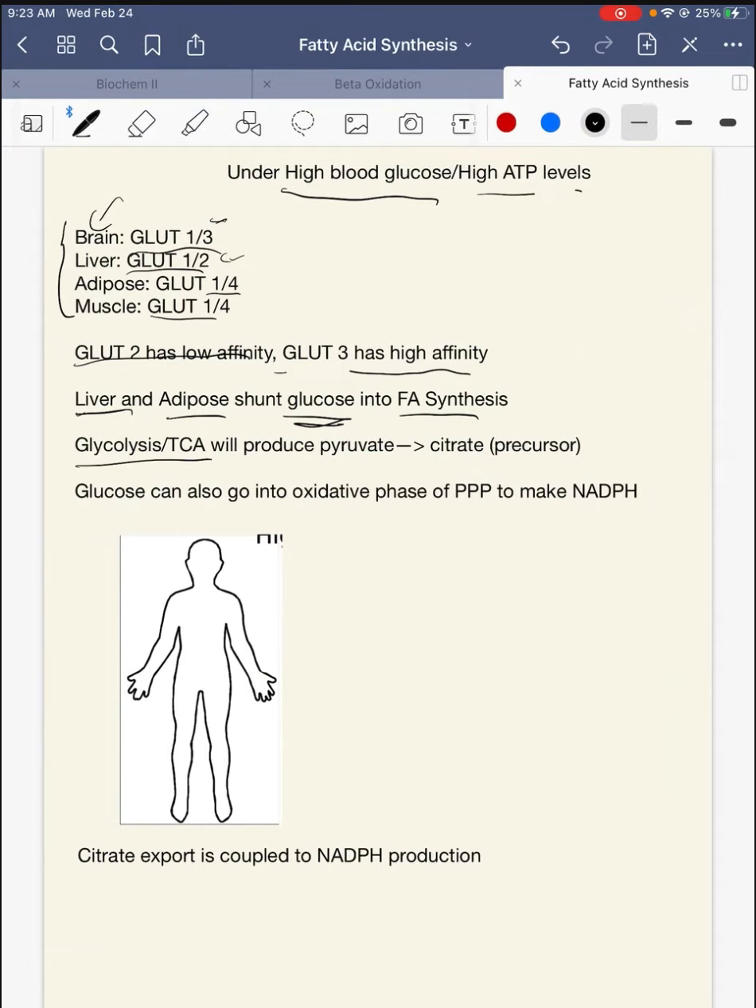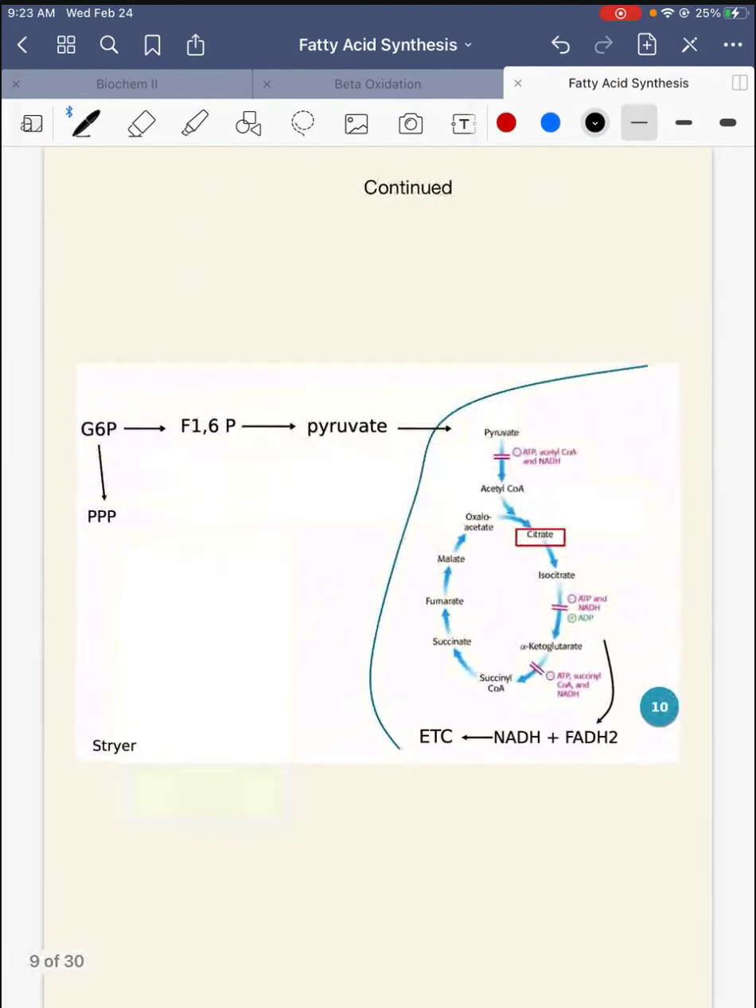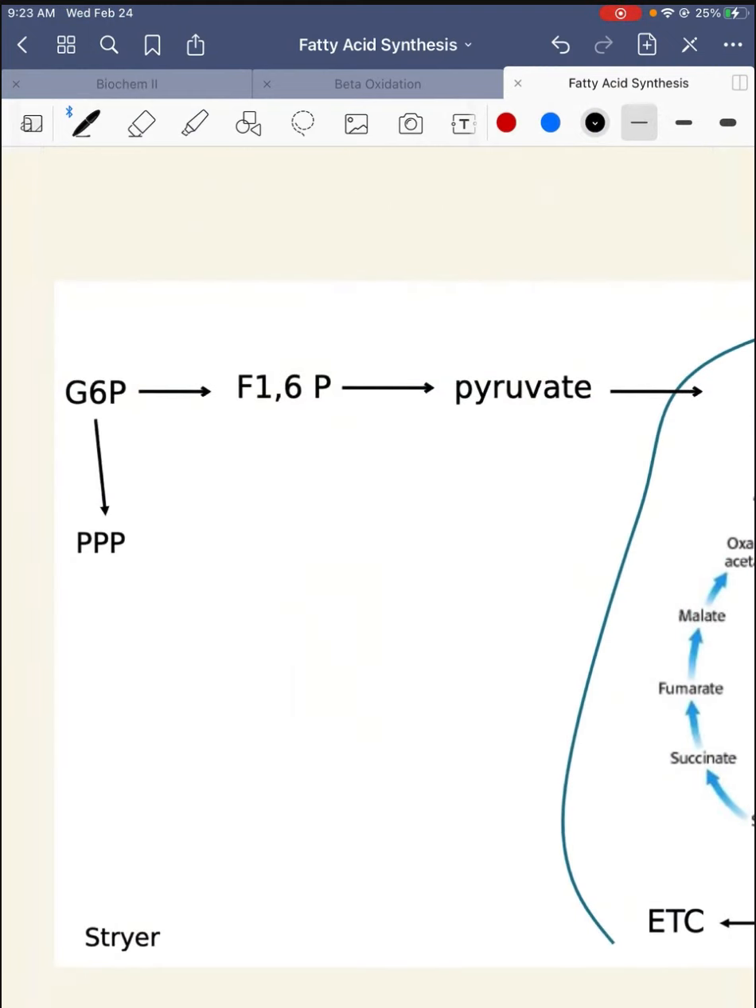And then glucose can go into the oxidative phase to make NADPH. And then usually when citrate is exported, this is coupled to NADPH production. So look at a different picture of this. It's better than my drawing, of course. So this is our glucose 6-phosphate. So I think they just forgot to add the glucose to glucose 6-phosphate.